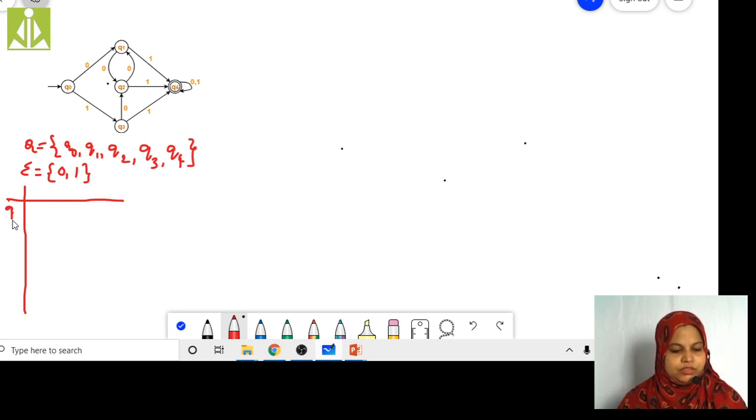Q0, Q1, Q2, Q3, Q4, right? What is the number of inputs? The inputs are 0, comma 1, right? See here, which one is the initial state?